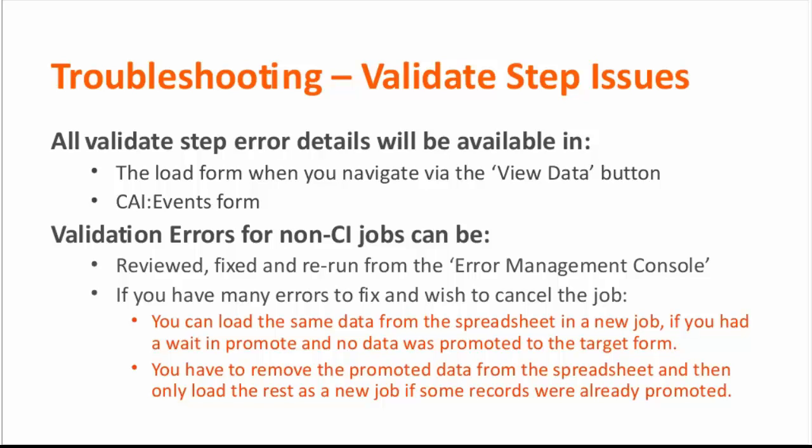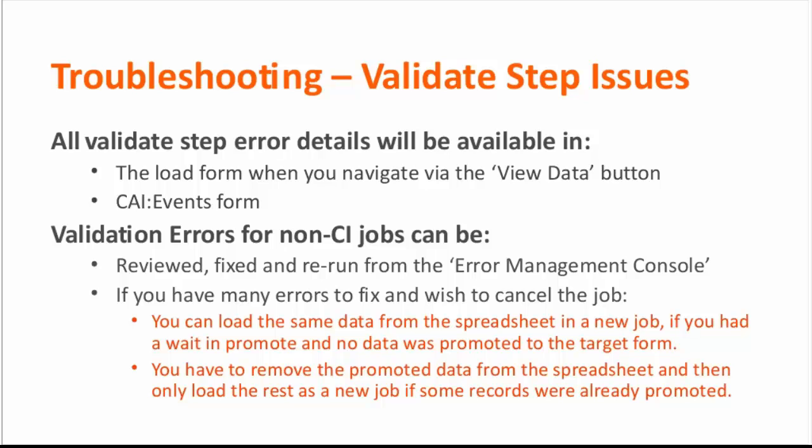Once you have your validation errors, you can review them, fix them, and rerun the same job from the error management console. The other place to check for errors, if you don't see an error in the step form or the load form when you click on view data, is CI events. See what's happening: is there a timeout due to which the validate couldn't complete, or are there any other errors? That's the one place you have to look for anything non-product related or non-workflow related kind of issue, right?